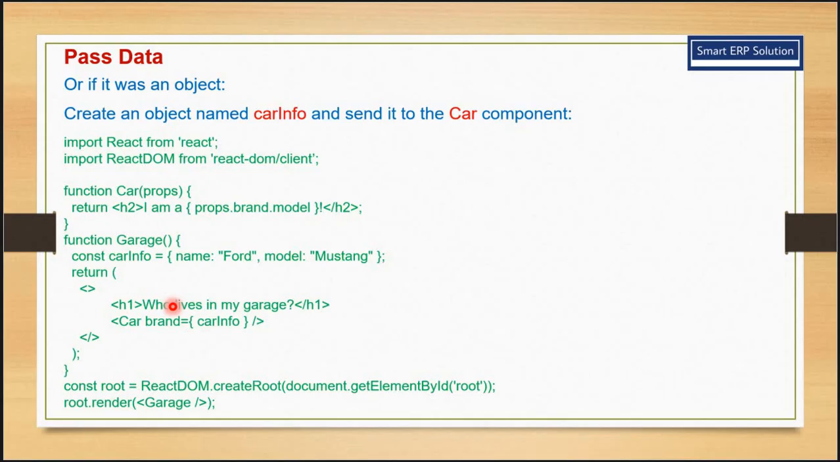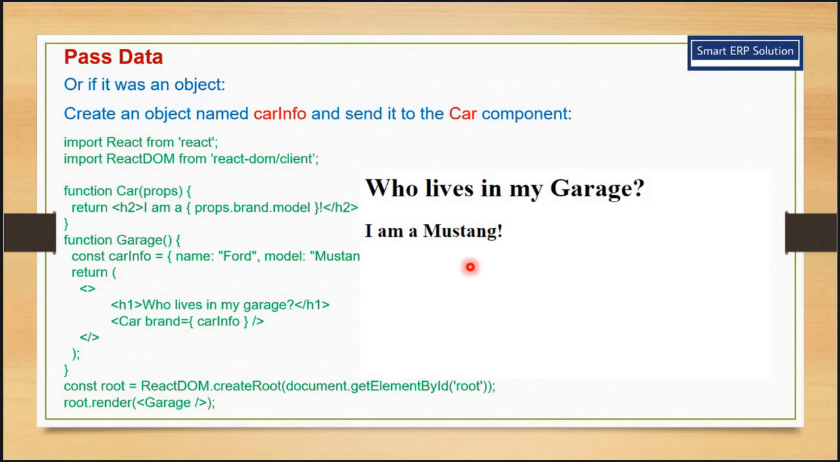The return, who lives in my garage? Car brand equal to carInfo. This is the carInfo, name Ford, model Mustang. This is calling the render method. After saving this will be displayed in the browser. Who lives in my garage? Car.brand.model. So the model is Mustang. This will be the output.